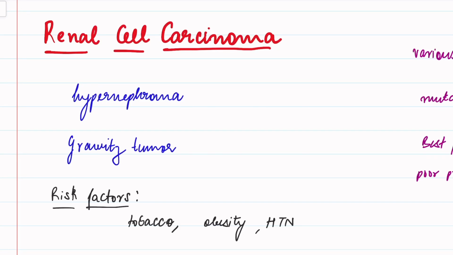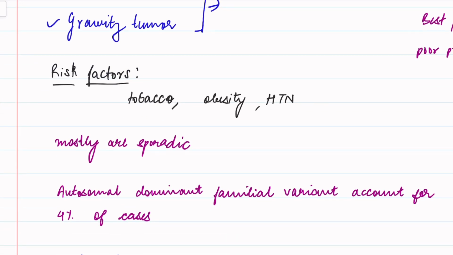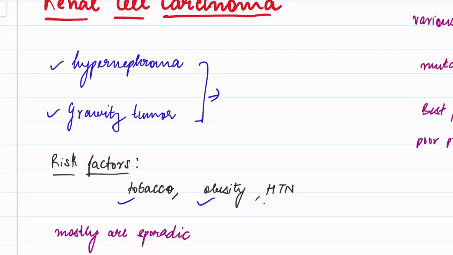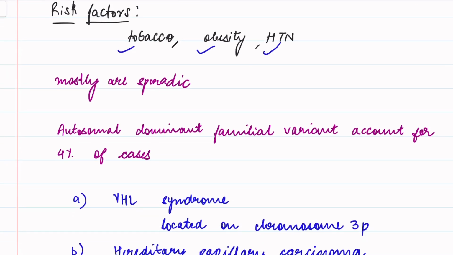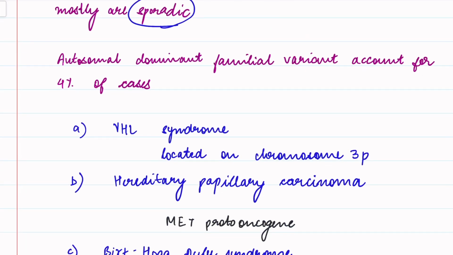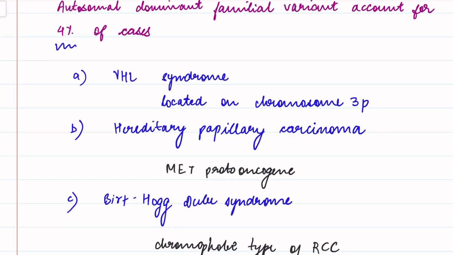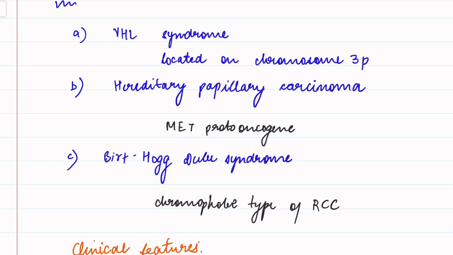Renal cell carcinoma is also called hypernephroma or Grawitz's tumor. So these were the historical names for renal cell carcinoma. What are the risk factors? The risk factors are tobacco smoking, obesity and hypertension. Mostly renal cell carcinomas are sporadic, but autosomal dominant familial variants also occur and they account for 4% of cases. So these are VHL syndrome, von Hippel-Lindau syndrome. The VHL gene is located on chromosome 3p.